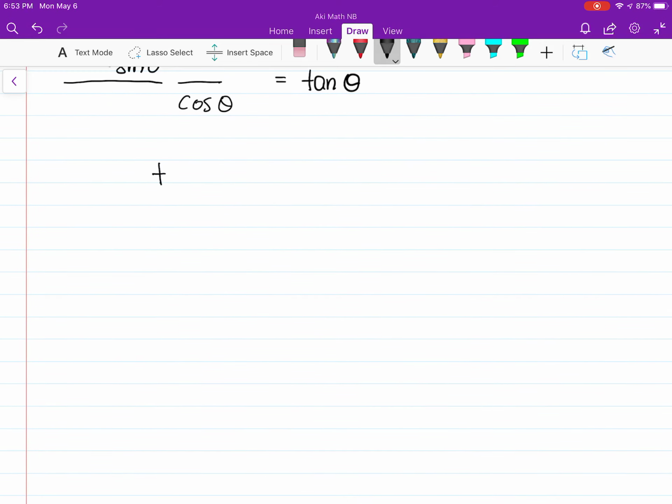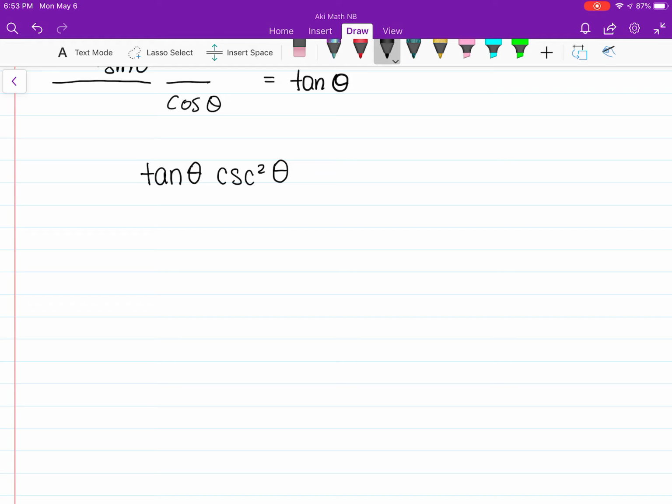Tan theta cosecant squared theta, over 1 plus tan squared theta. Okay. So let's see. I'll give you a hint. First, just work out simplifying that numerator, independently.